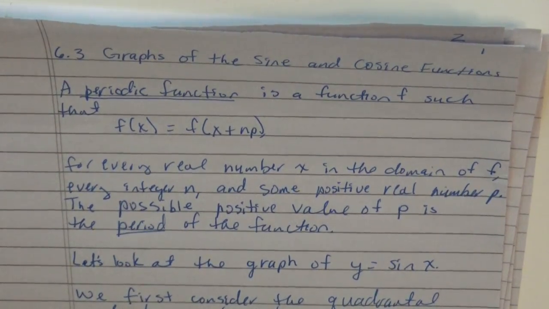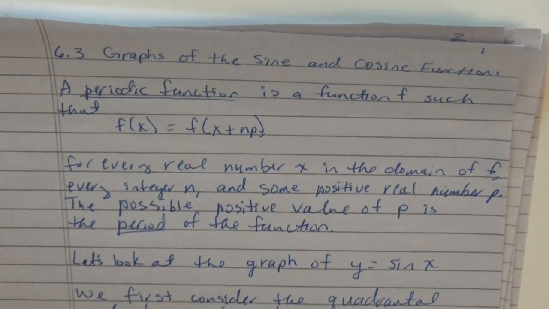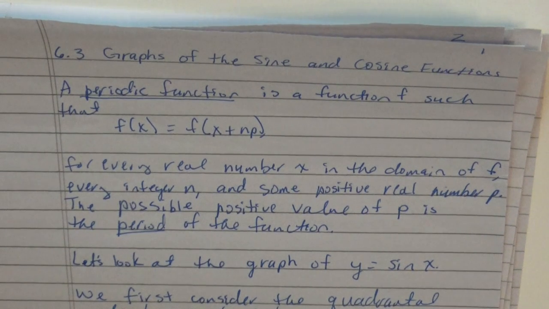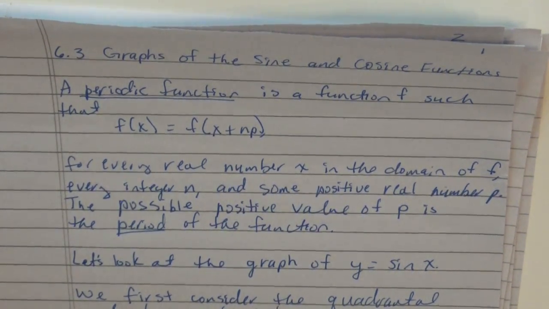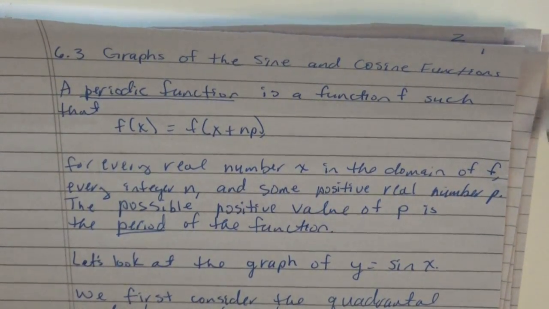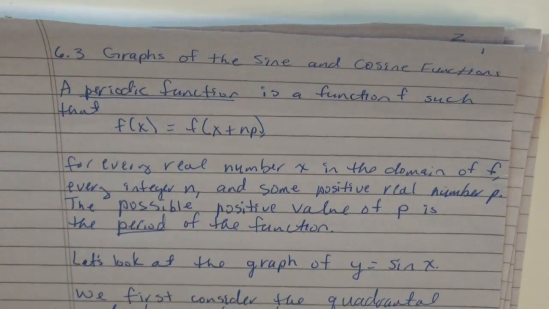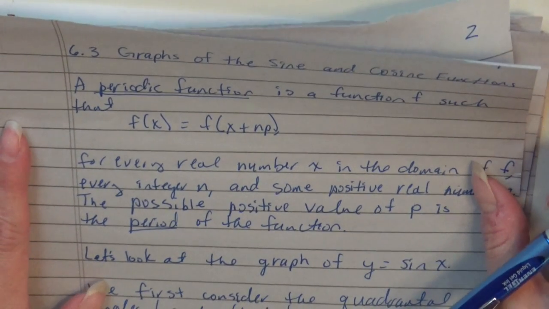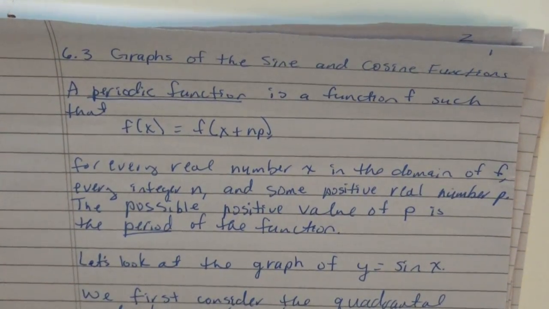In section 6.3, this is the beginning of module 2. We start by looking at graphs of sine and cosine functions. The rest of this chapter we'll be working a lot with graphs of really all the trig functions that we've talked about. So we start off with the definition of a periodic function.